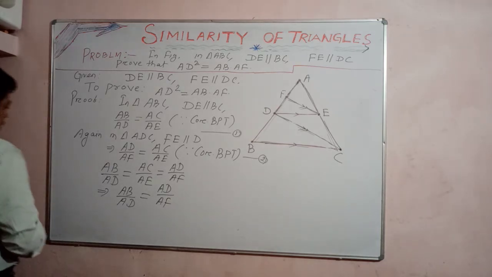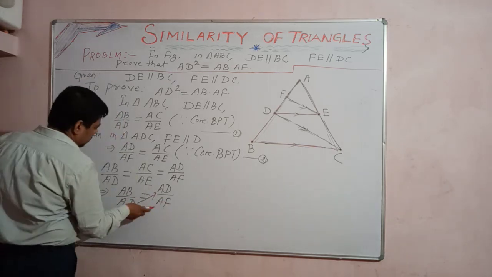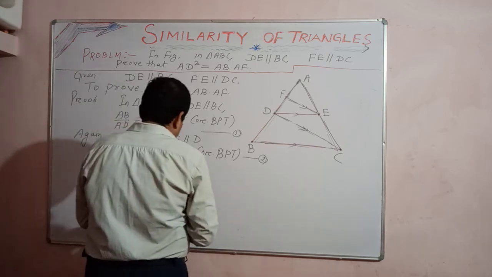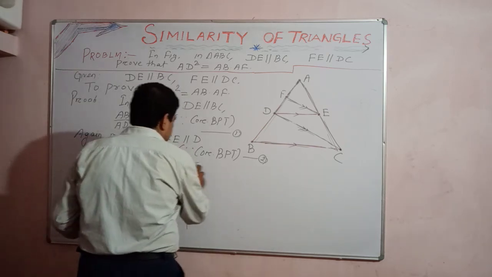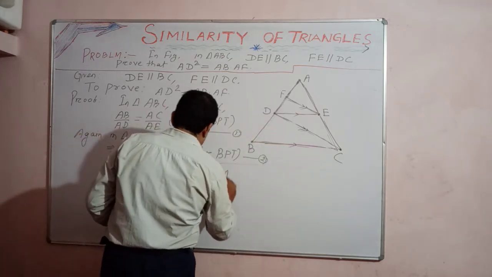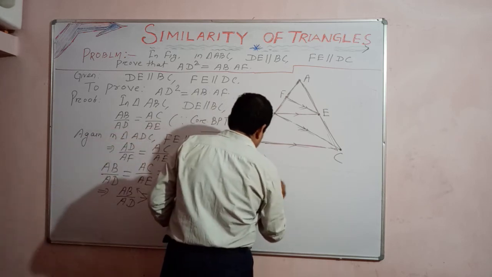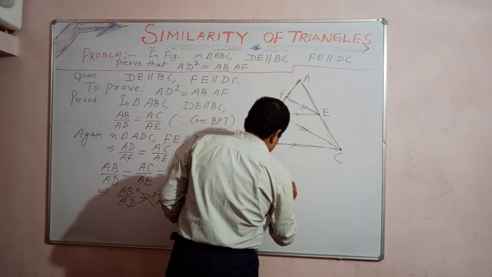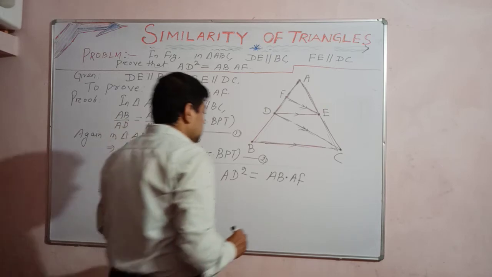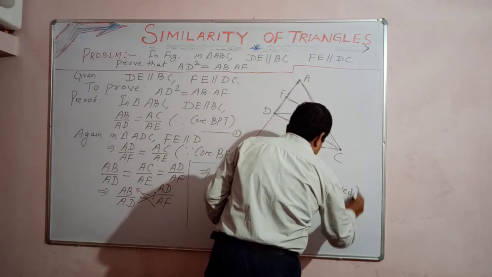Is it clear? Now you can cross-multiply: AD times AD is AD square, and AB into AF. So that implies AD square is equal to AB into AF. This is what we were going to prove.